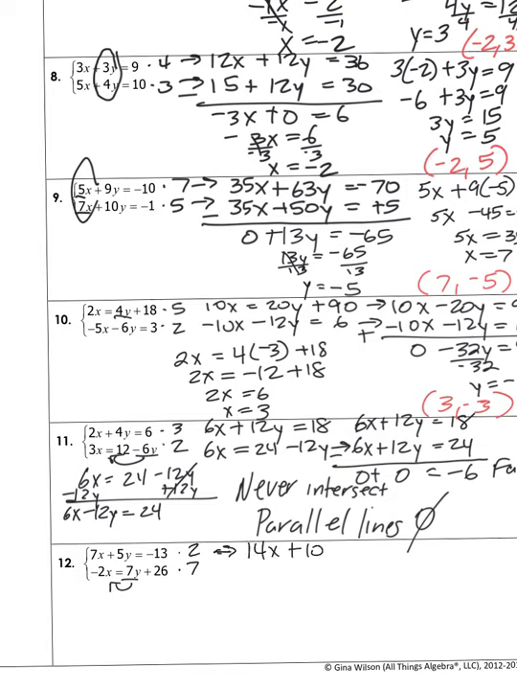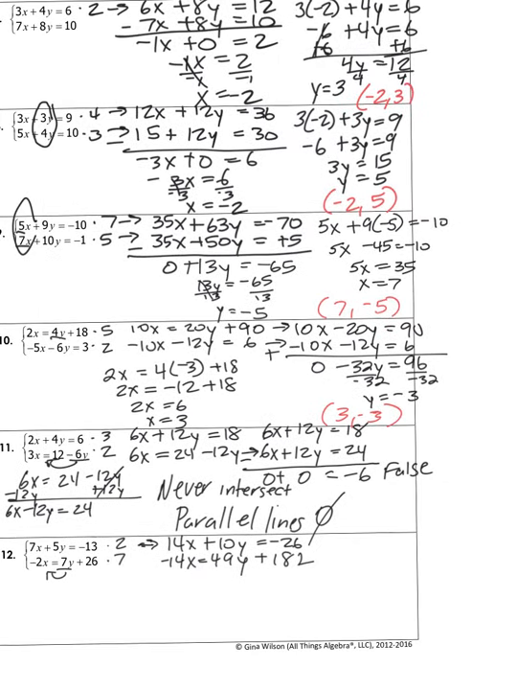14x plus 10y equals negative 26. Negative 14x equals 49y plus, regretting the decision to multiply by 7. 26 times 7 is 182. Okay.